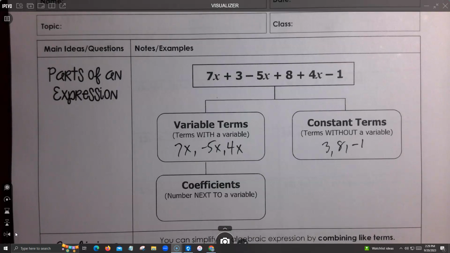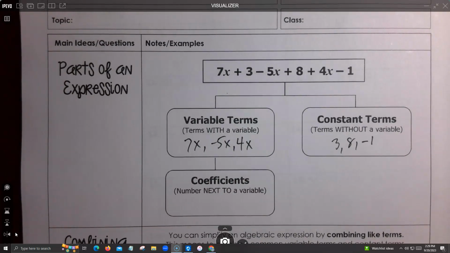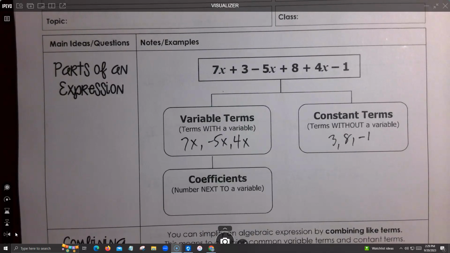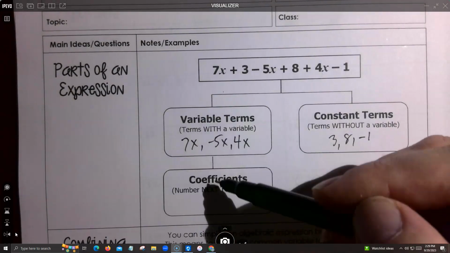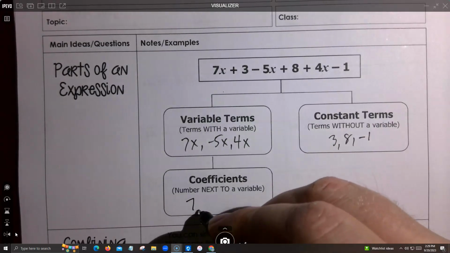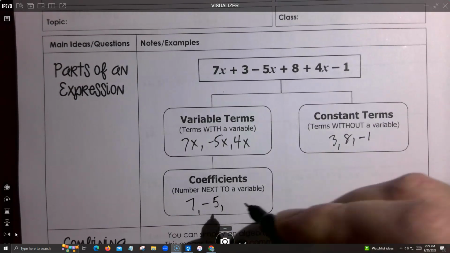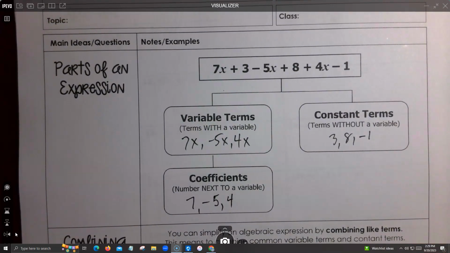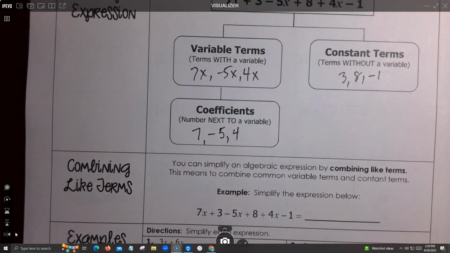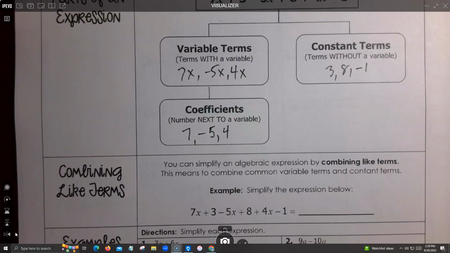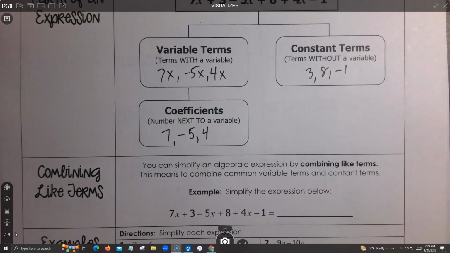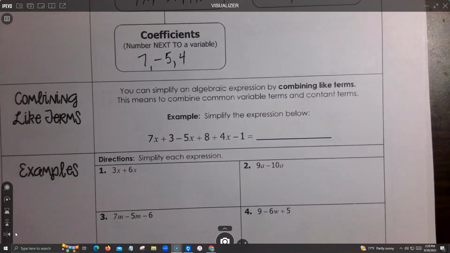They will not change. The numbers in front of these variables have a special name. They are called coefficients. That's why it's underneath the variable terms. So 7, negative 5, and 4 are your coefficients. When we combine like terms, we put together the coefficients, the numbers in front of the variable terms, and then we combine all the constant terms together. Then we write it as one expression instead of this huge, long expression.